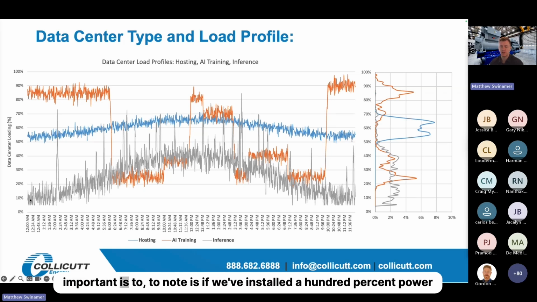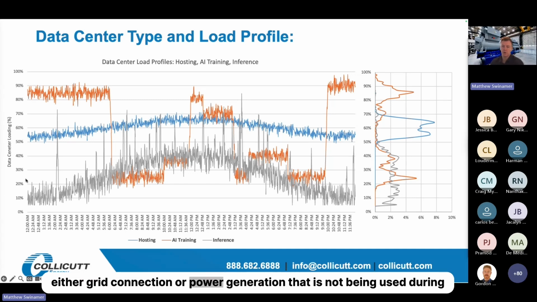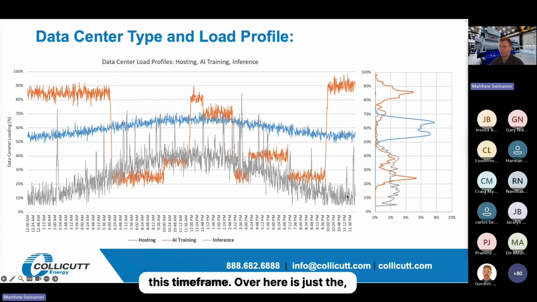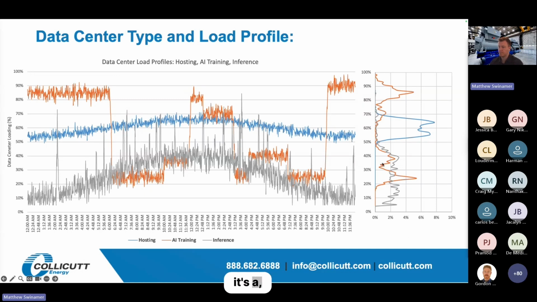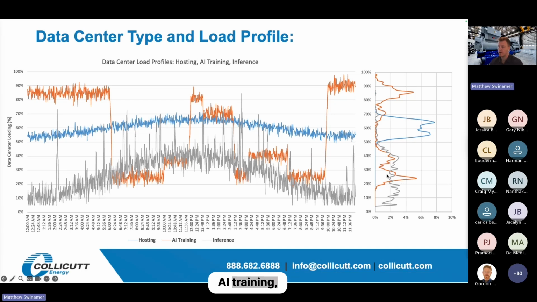But what's also important to note is if we've installed 100% power capacity and the power plant is only using 10%, there's all of this stranded either grid connection or power generation that is not being used during this time frame. Over here is a distribution of where these particular loads are showing. So you can see the hosting load is relatively consistent in the 70 to 50% range, whereas both the AI inference and the AI training distribution are quite varied.